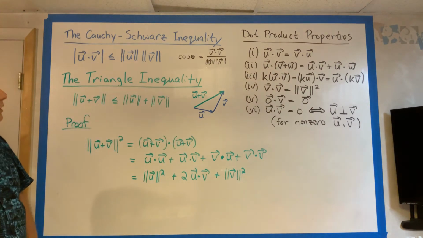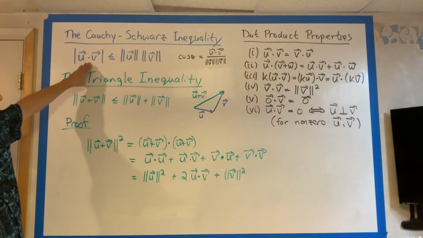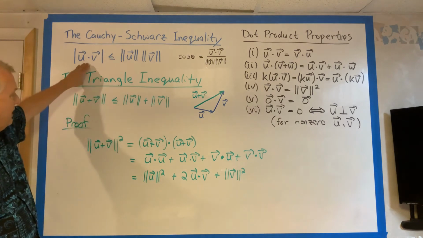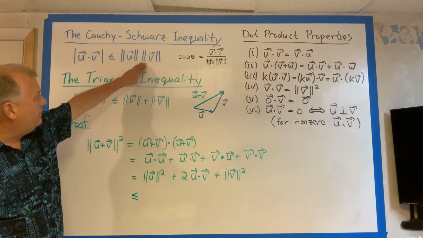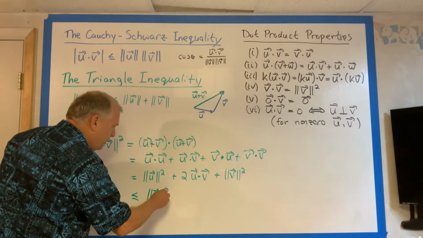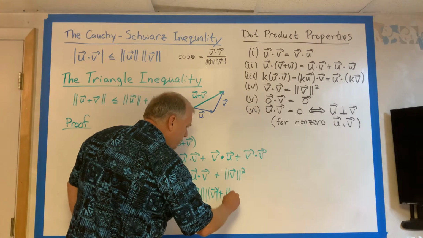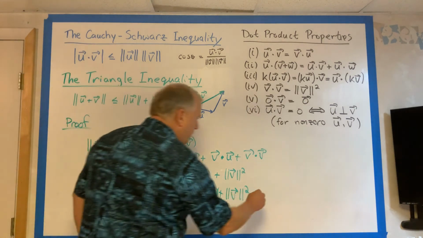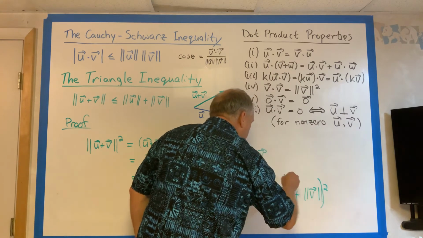But now I use the Cauchy-Schwarz inequality. This number, u dot v, has got to be less than or equal to the absolute value of u dot v, because if this number is positive, these two are equal. If this number is negative, this is less than that. So I can certainly replace this with this, and I'll be less than or equal to mag u squared plus 2 mag u mag v plus mag v squared. A little bit sloppy with my magnitude bar, sorry. But this is a perfect square. This is mag u plus mag v, quantity squared.